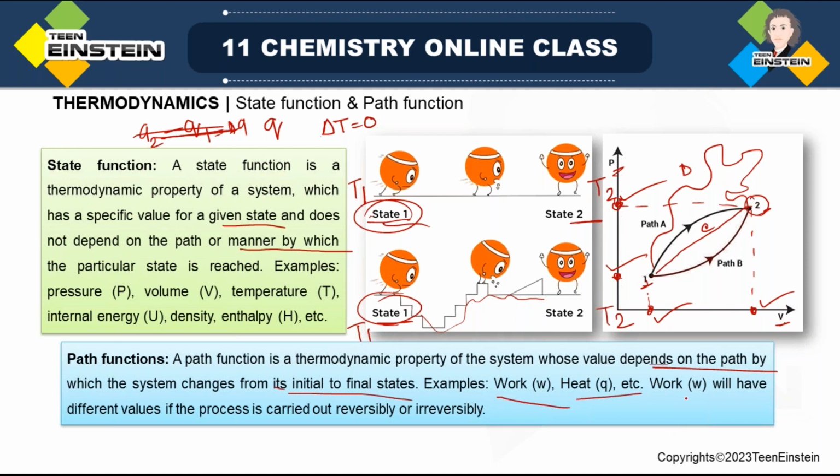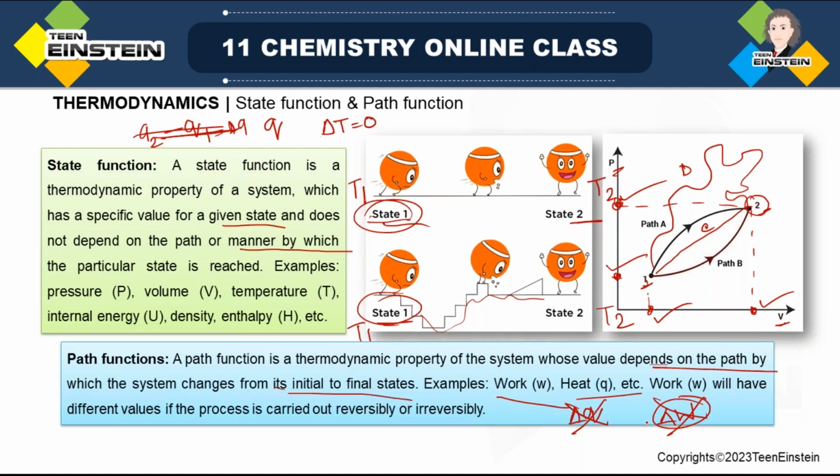And work and heat, these two are such things which are dependent on path. That is why you will see we never write del Q. Absolutely wrong. We never write del W, change in work. That we do not write. Work and heat, these two will have different values if you are doing it reversibly or irreversibly. So remember we have said in a reversible process, you can get maximum work.